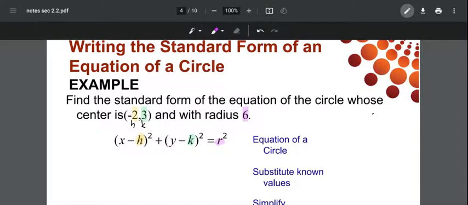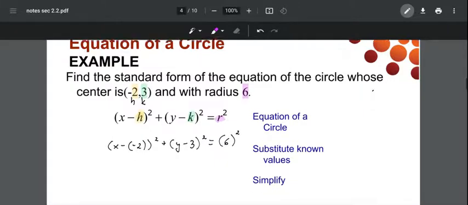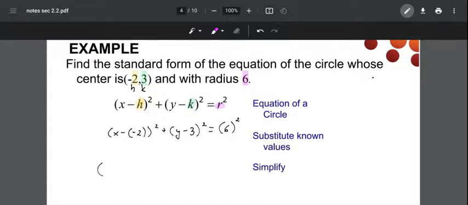Okay, so let's do the substitution. So we have x minus h, h is negative 2, to a second power, plus y minus k, which is the y coordinate of the center, to a second power, equals radius, which is 6, to a second power. Okay, so we substituted known values, then we're going to simplify. So we have x minus negative 2, which means x plus 2, to a second power, plus y minus 3 to a second power, equals 36.